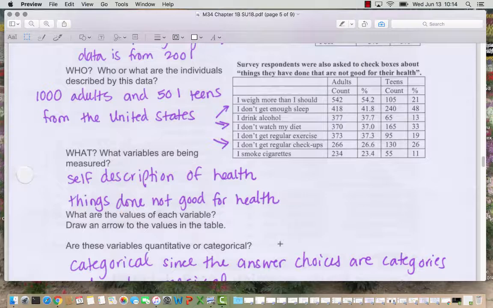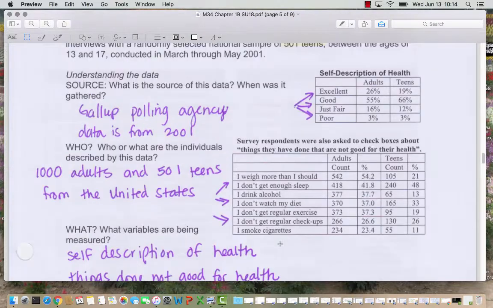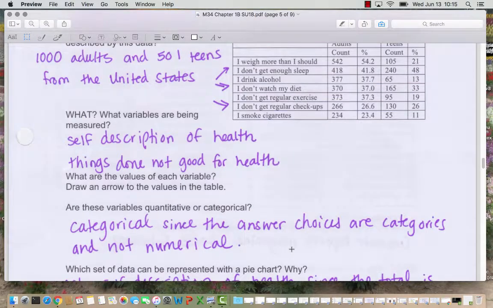And then what are the values of each variable? We can draw arrows up here. For self-description of health, the value choices are excellent, good, fair, and poor. 4 choices there. And then over here for things that they have done that are not good for their health, we see a whole list of possible choices going from I weigh more than I should, I don't get enough sleep, I drink alcohol, I don't watch my diet, I don't get regular exercise, I don't get regular checkups, I smoke cigarettes. So we draw arrows to all of these values, the possible answer choices.